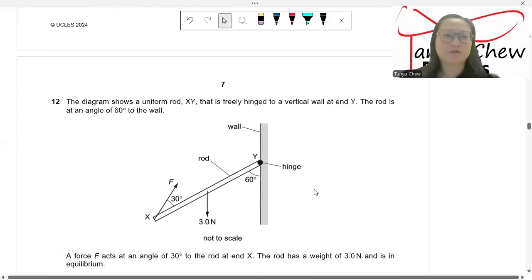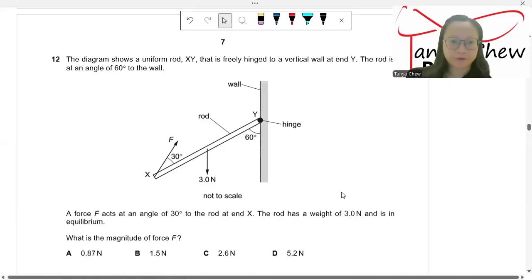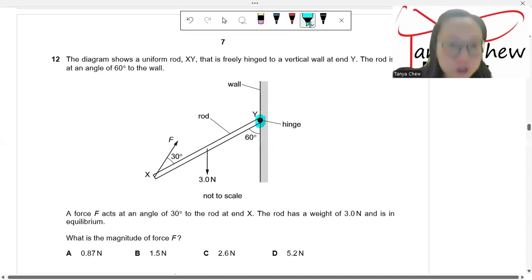Question number 12. The diagram shows a uniform rod XY that is freely hinged to a vertical wall at end Y. The rod is at an angle of 60 degrees to the wall. A force F acts at an angle of 30 degrees to the rod at end X. The rod has a weight of 3 Newton and is in equilibrium. What is the magnitude of force F? I'm definitely going to use moment to solve this because there's a hint, H-I-N-T, given, which is a hinge here, right? So there are two forces here. One is 3 Newton, the other one is F, right?